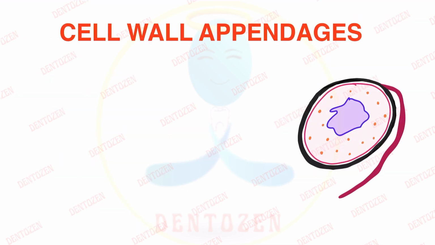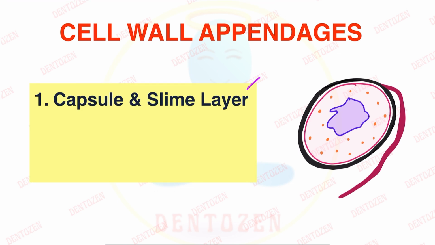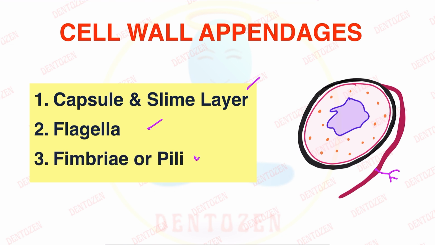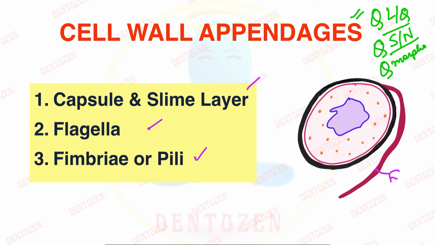Now, three appendages that you need to remember. First one is capsule and slime layer. Second one is flagella, as we can see here. And the third one is fimbriae or pili. Now, what questions can come on these? It can be a long question where you're asked to describe all the cell wall appendages in detail. There you have to write everything about them. Or there can be short notes on any one of these. Or the third type that can come is to describe the morphology of bacteria in detail and to add a note on the cell wall appendages. So this question can come in so many forms, and so it is very, very important for our exams.